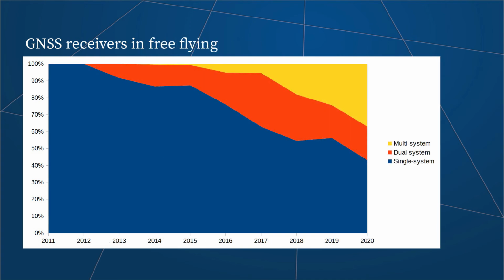But let's see what is the situation in our flying instruments. You can see from the chart that we are still using predominantly single system receivers, and only in the last year the number of dual and multi-system receivers was more than old single system receivers. It's visible that we are at least 5 years behind the main trend.